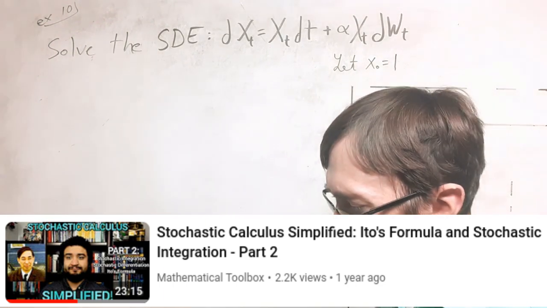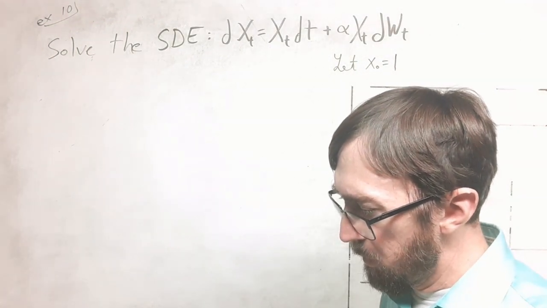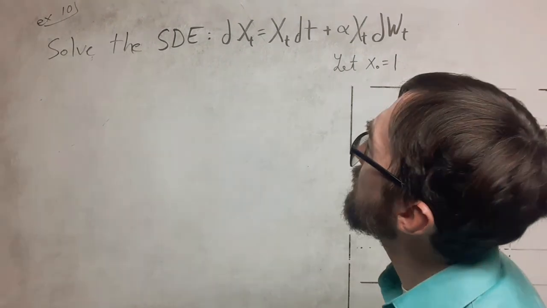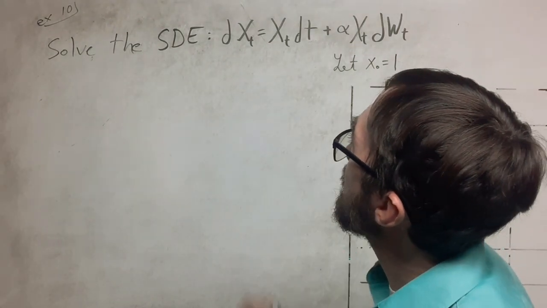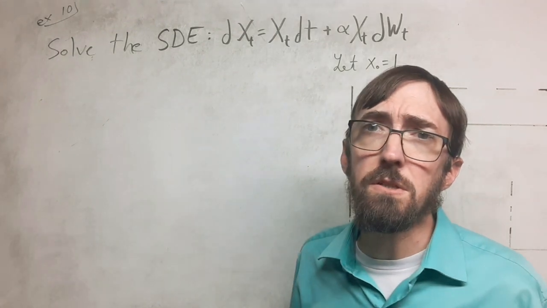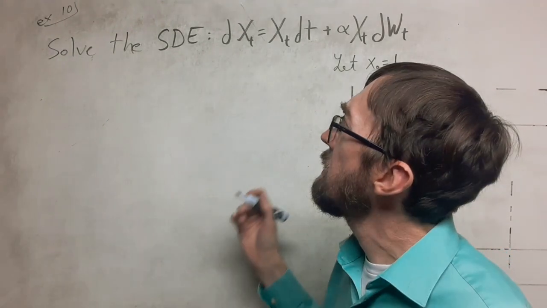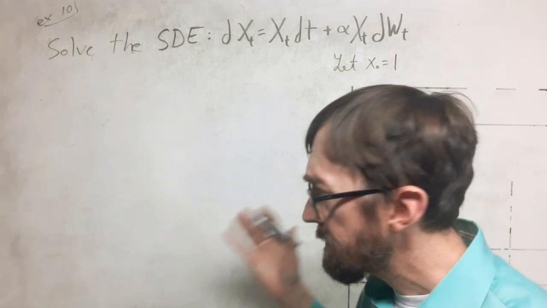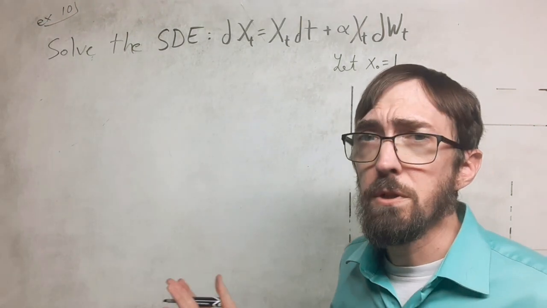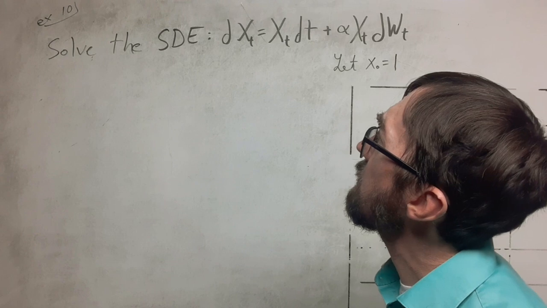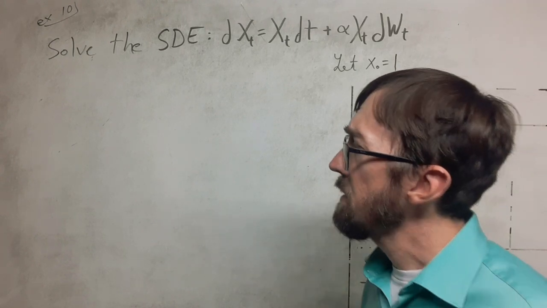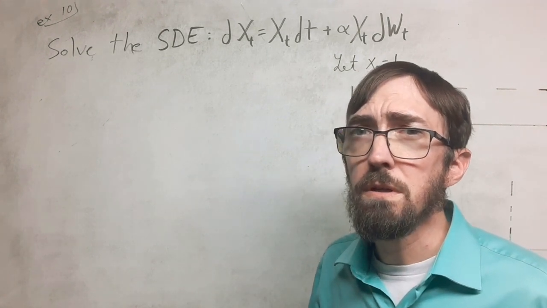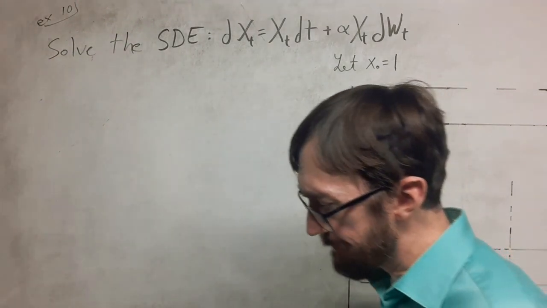I have notes here from where I did example 21 along with him that I'm going to use to help guide me through this. I don't have personal experience with Ito calculus or stochastic differential equations. I have done differential equations in the past, but not this specific style of differentials. So I'm learning this through the videos posted by the Mathematical Toolbox.